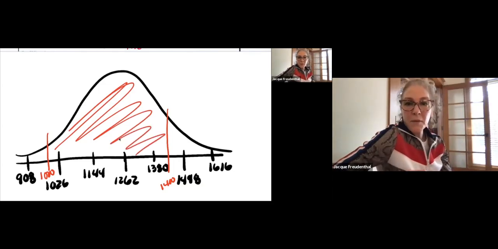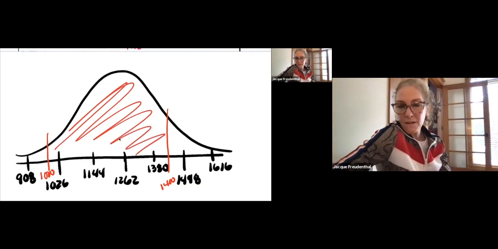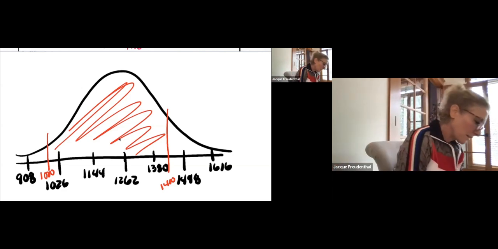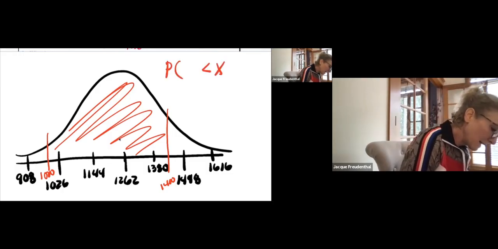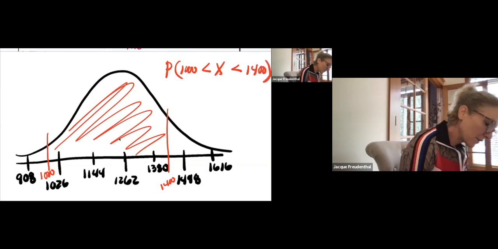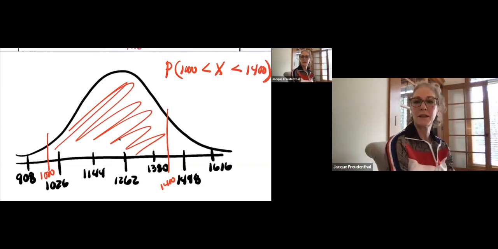Okay, did you write your probability statement? So draw the diagram, shade, and then write your probability statement. So the probability that X is between 1,000 and 1,400. That's your probability statement. And then you're going to use the technology.